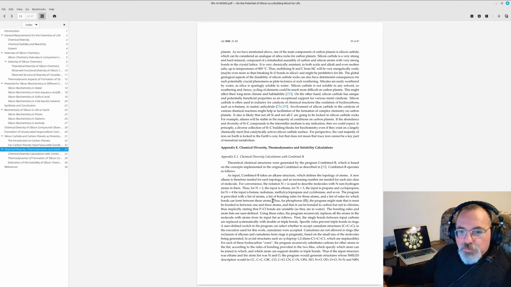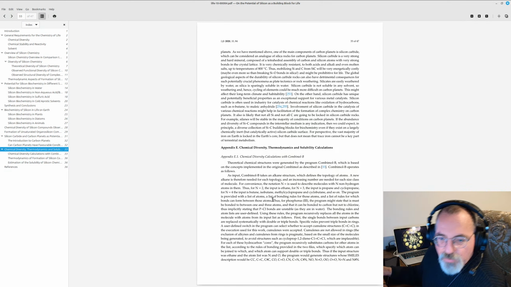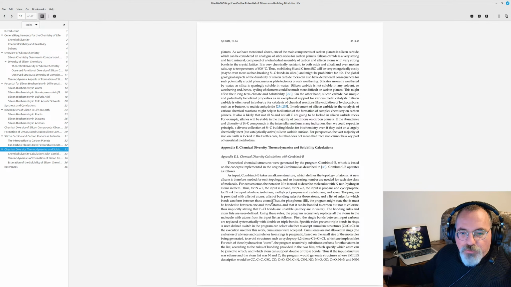It's probably beyond me. Thus, for phosphorus, the program might state that it must be bonded to between 1 and 3 atoms, and that it can be bonded to carbon but not to chlorine, thus implicitly stating that phosphorus-chlorine bonds are unstable, as they are in water. The bonding rules and atom lists are user-defined.